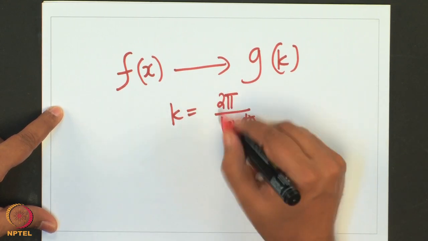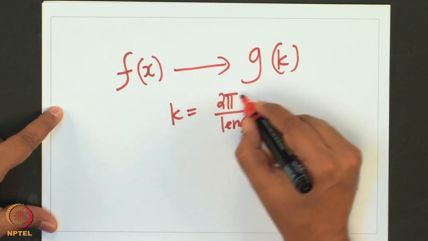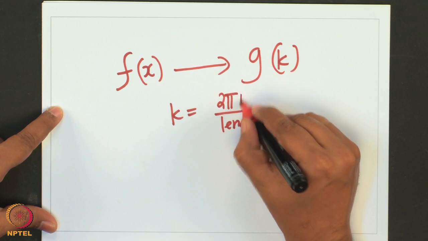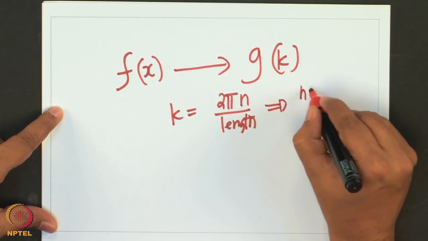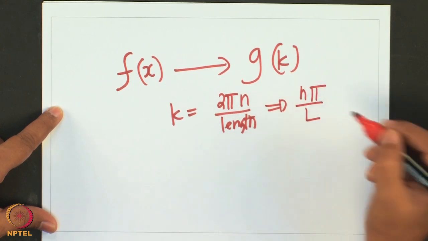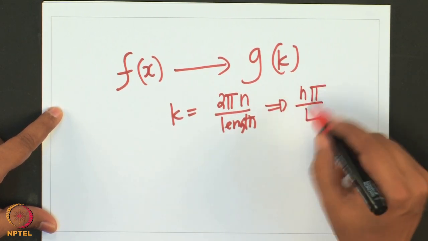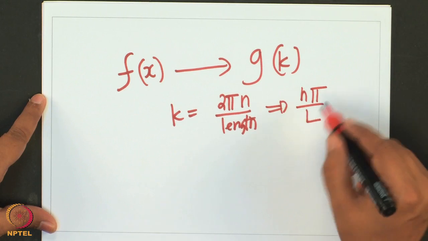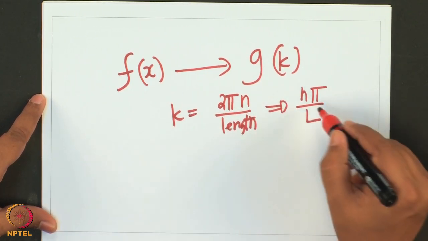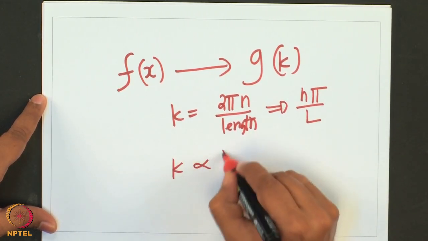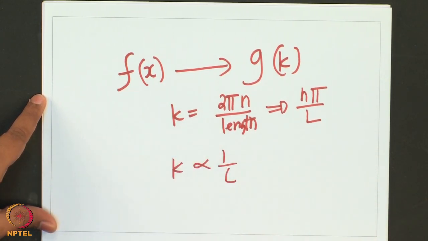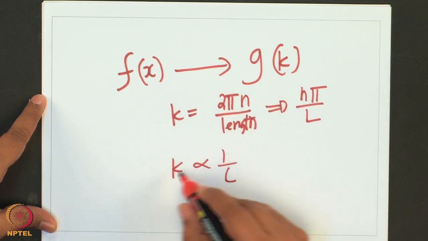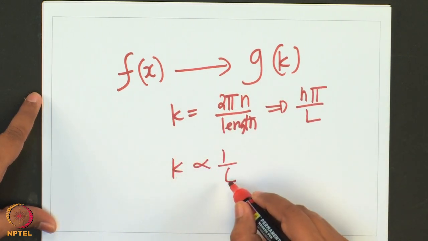So 2 pi by some length scale would be like your k. Typically it will be n 2 pi by L. Often this n pi by L or n 2 pi by L, depending on the way you write it, you can define k appropriately, but k will be proportional to 1 over length. So this is one way of defining spatial frequency. The k is inversely proportional to L.